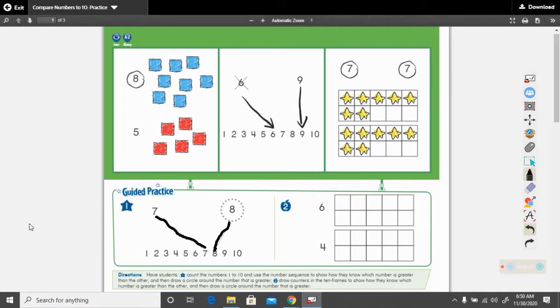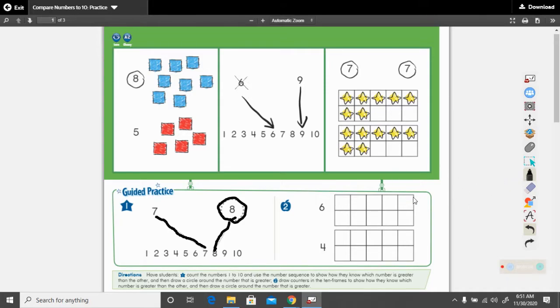Well, the 7 comes before the 8, so 7 is the lesser number. Which one is greater? 8. Since 8 comes after the 7, 8 is the greater number, so we are going to circle it.